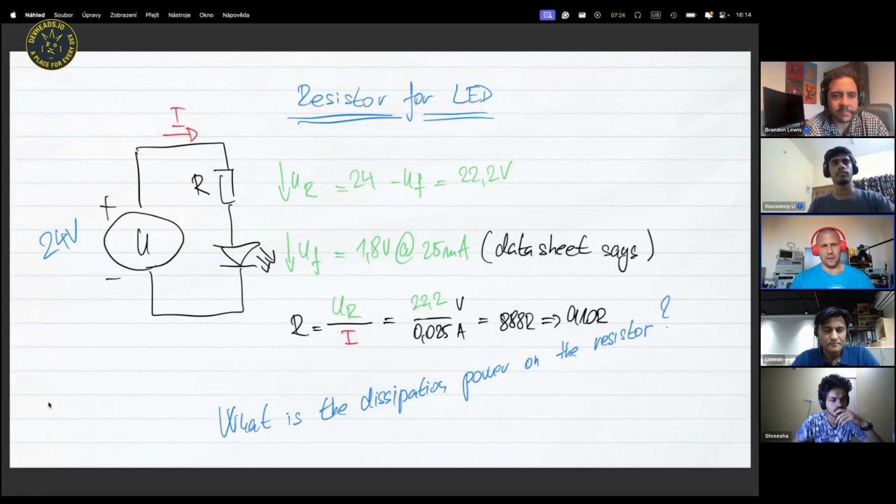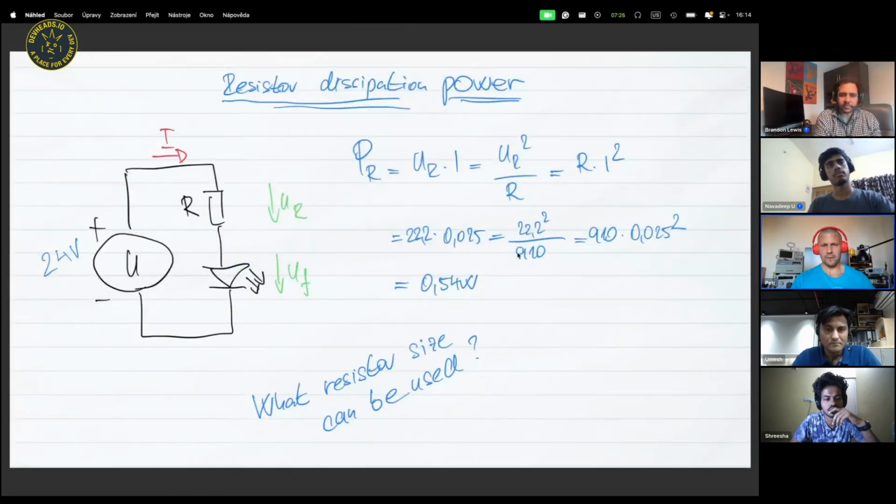From Ohm's law, the resistance value is voltage divided by current. 22.2 divided by 25 milliamps gives us 888 ohms. The nearest higher value is 910. So we have a new resistor for that circuit. What is the dissipation power on the resistor again? The very same calculation gives us 0.54 watts, so more than half a watt, which is quite a lot of power.